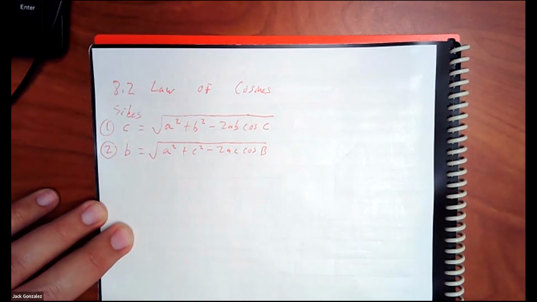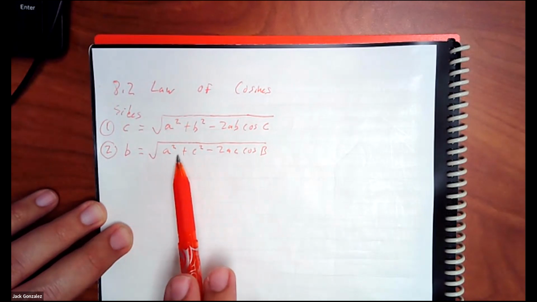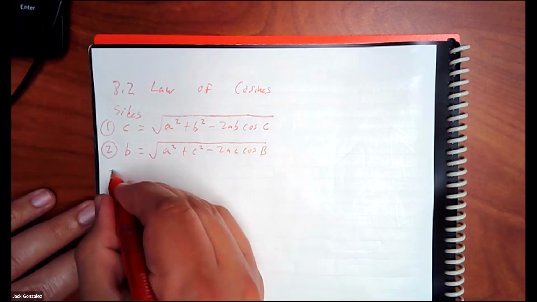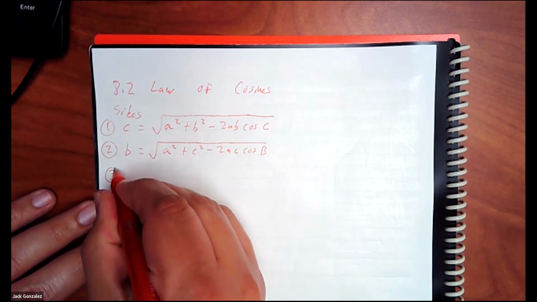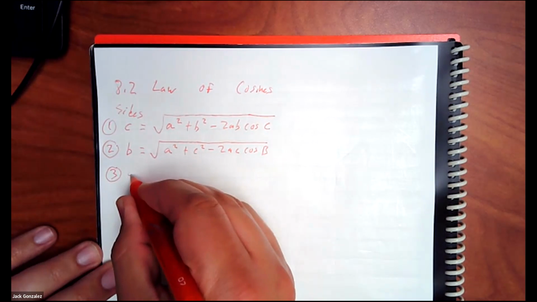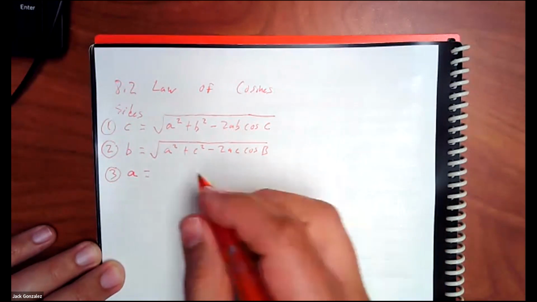b squared is equal to a squared plus c squared minus 2ac cosine B. Now, in order to find one of these sides, you kind of need the other two sides. You see this? To find b, you need to have a and c and angle B. So if you're missing two sides, you probably can't use law of cosines. So that would probably be case 1 and 2.